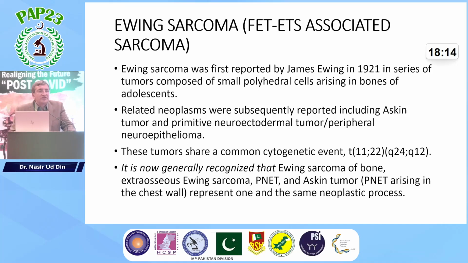Ewing sarcoma was first described by James Ewing in 1921 in a series of cases composed of polyhedral cells arising in bones of adolescents. Similar neoplasms were subsequently reported as a skin tumor and PNET. These tumors share a common cytogenetic event, which is translocation 11;22, and thus these represent one and the same neoplastic process.